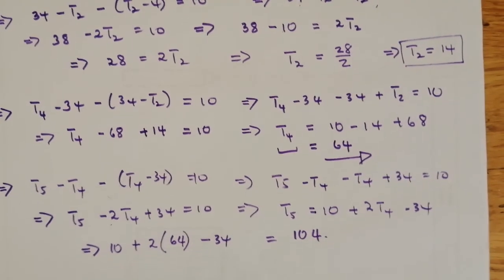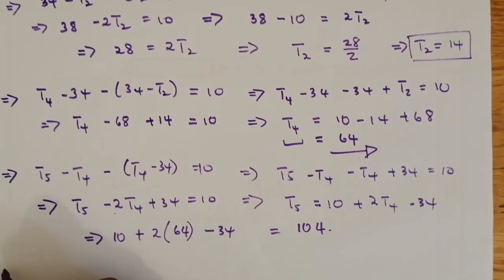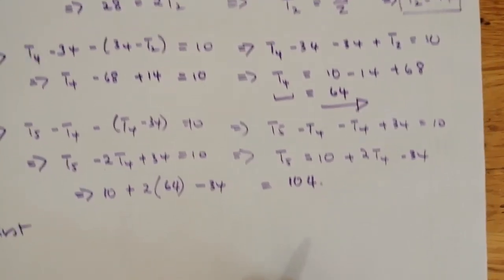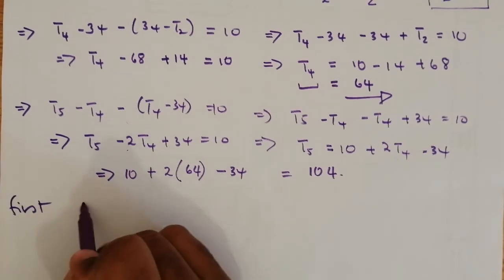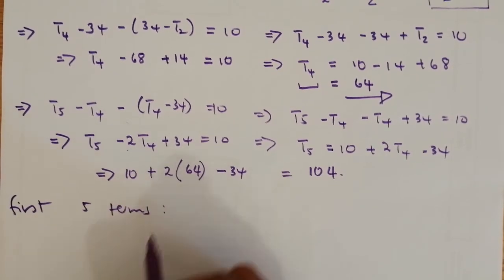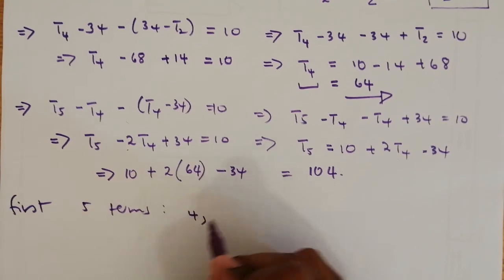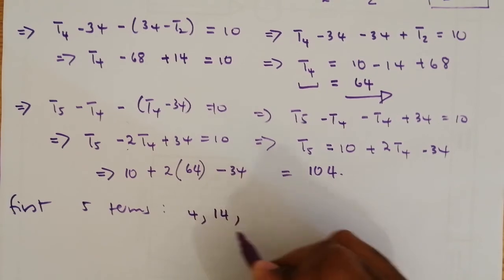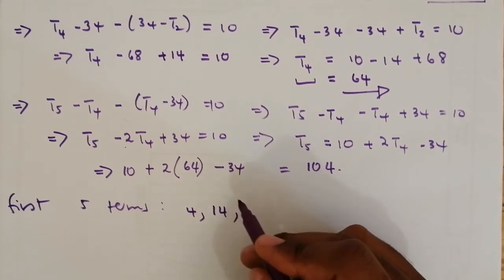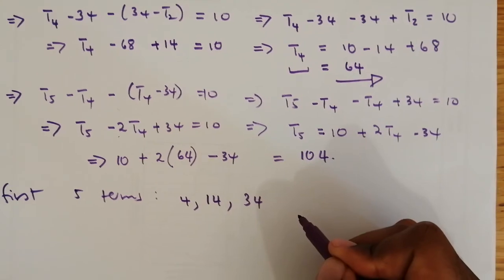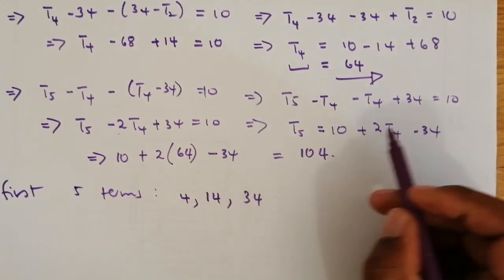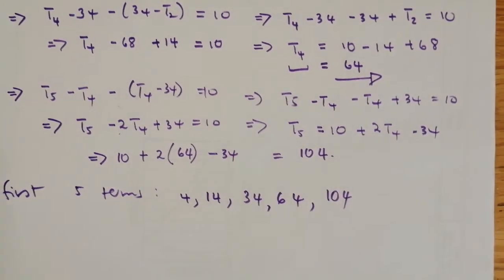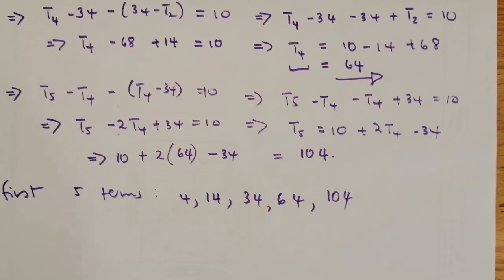These are our first 5 terms of the sequence. T1 is 4, T2 is 14, then T3 is 34, then T4 is 64, then T5 is 104. So these are the first 5 terms.